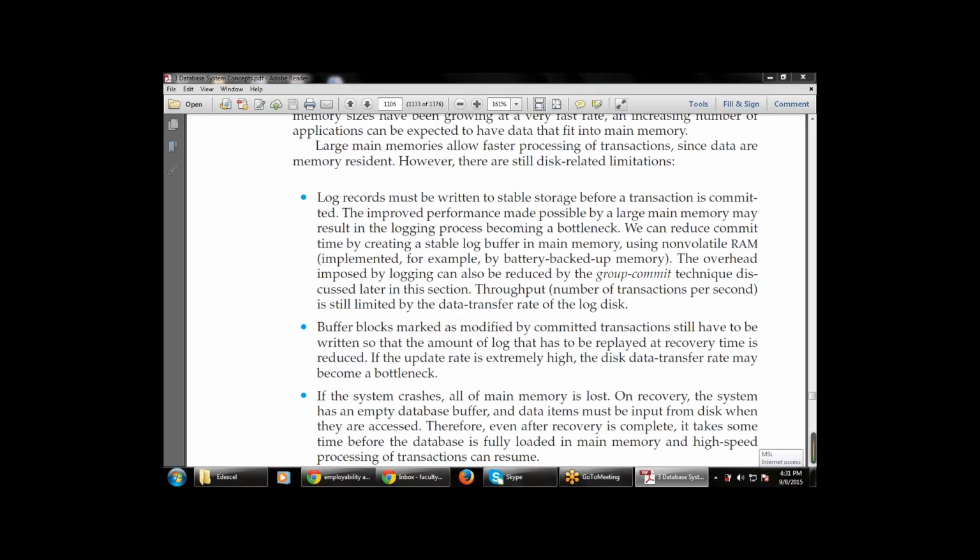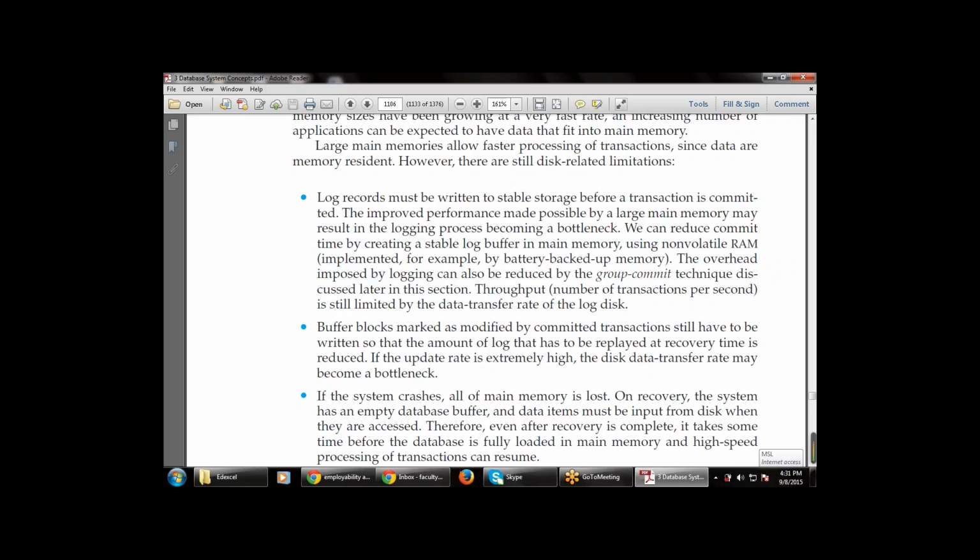So these are the various limitations of the main memory concept that we have covered. One limitation is that log records must be written into stable storage before a transaction is committed. The improved performance made possible by a large main memory may result in the logging process becoming a bottleneck.